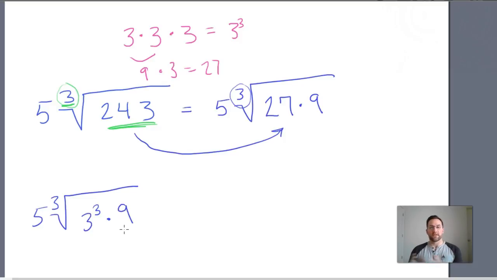Again, data is like energy. It's neither created nor destroyed. It just changes forms. At least for us, it's neither created nor destroyed. We're faced with the data, and we have to work with it. Okay, so we've just rewritten 243 in this format: 3 cubed times 9. Okay.